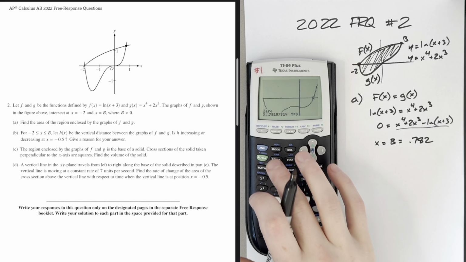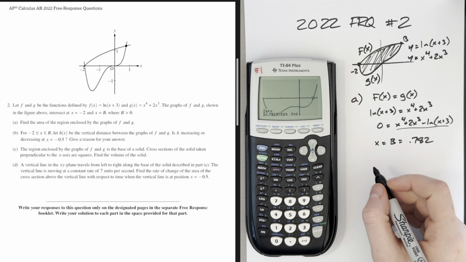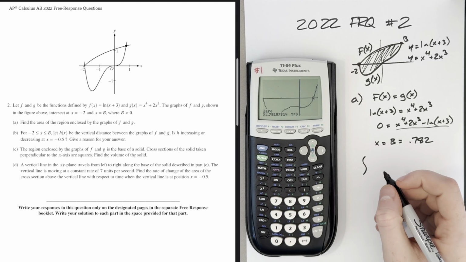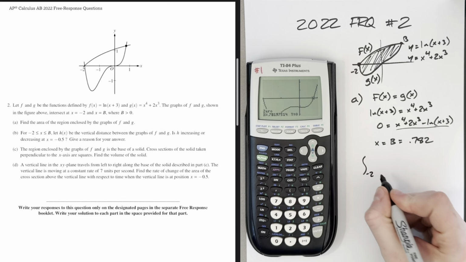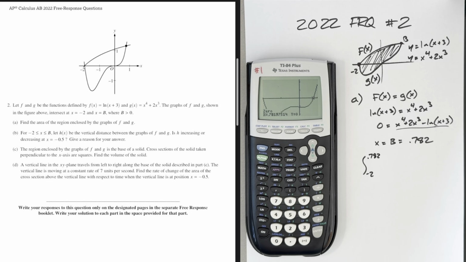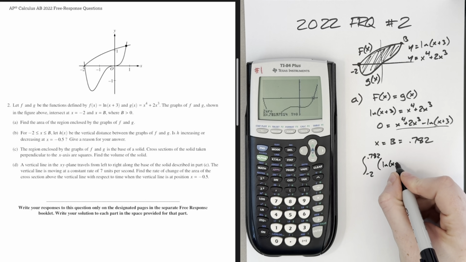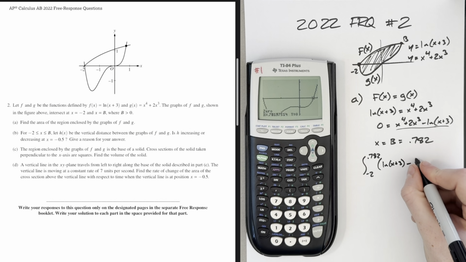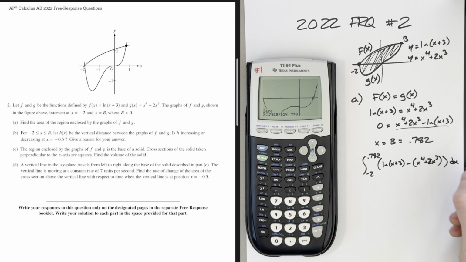So now I'm trying to find the area between these two, right? And the area between these two we know is represented by a definite integral over our interval, which is -2 to b, which is 0.782, of our top function minus our bottom function. Now our top function we found was the ln function, so it will be the integral of the ln of x plus 3 minus our g of x, which is x to the 4th plus 2x cubed, dx.